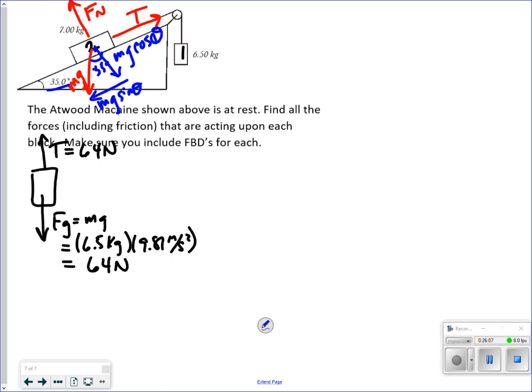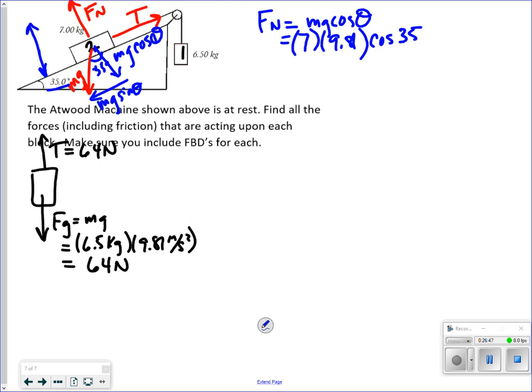Now, when I only focus on block number 2, the first thing I'm going to say is, okay, lifting off the inclined plane, or sinking into it, that's not happening. So I know that the normal force has to equal the mg cosine theta side. That's an easy way to figure that one out. So how much was the block? 7 kilograms. Okay, so 7 kilograms times 9.81 meters per second squared, or newtons per kilogram, times cosine of 35. That's going to give me the normal force.